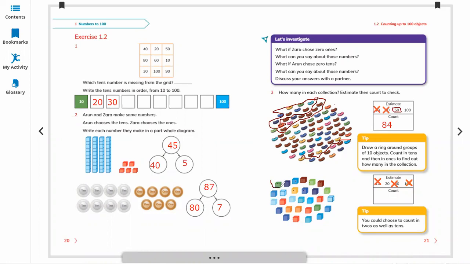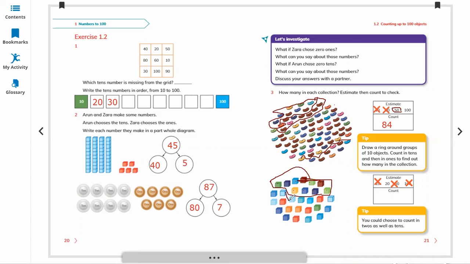So it's up to you. You can make them in groups of tens. Like this, I'm going to make it in groups of 10. 1, 2, 3, 4, 5, 6, 7, 8, 9, 10. So these are tens. Let's make more 10 boxes.